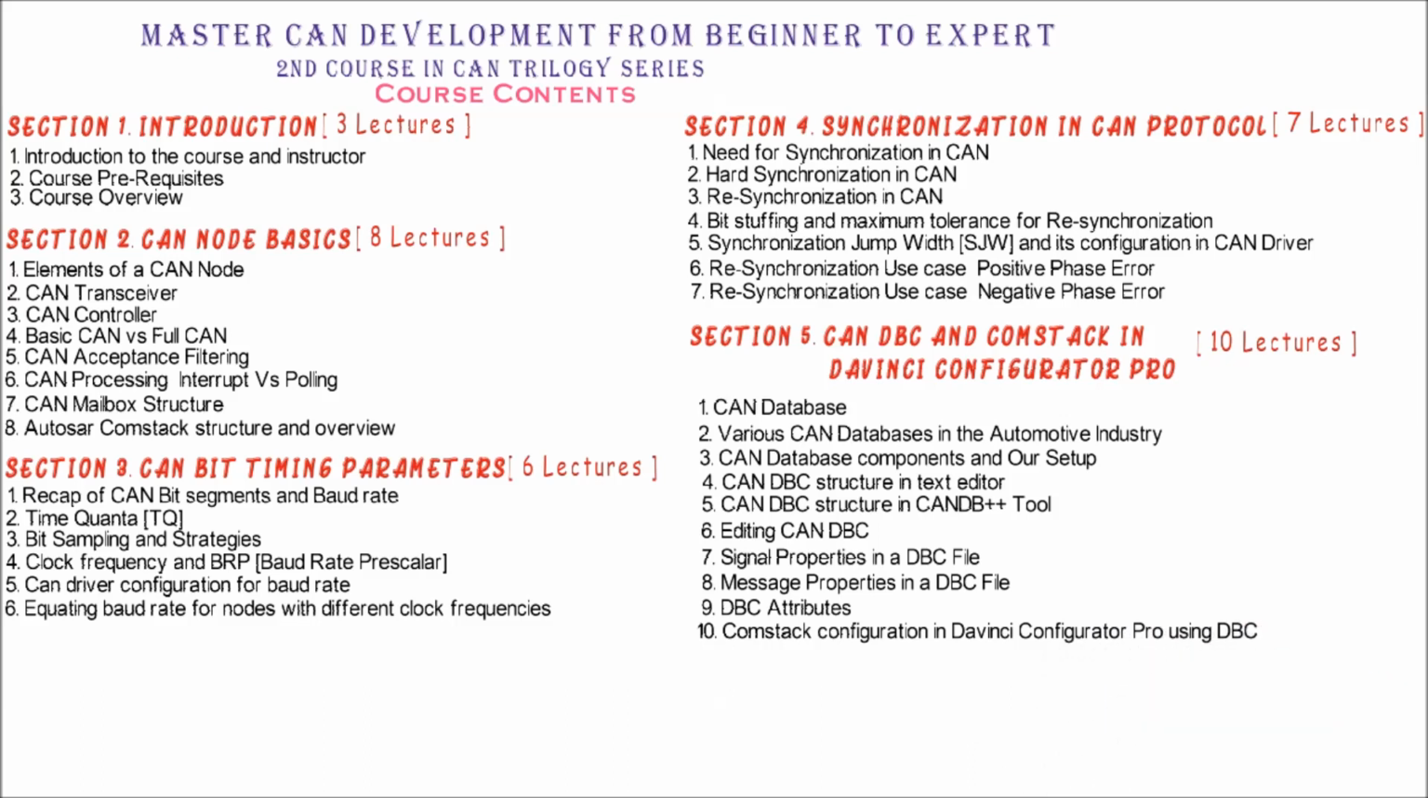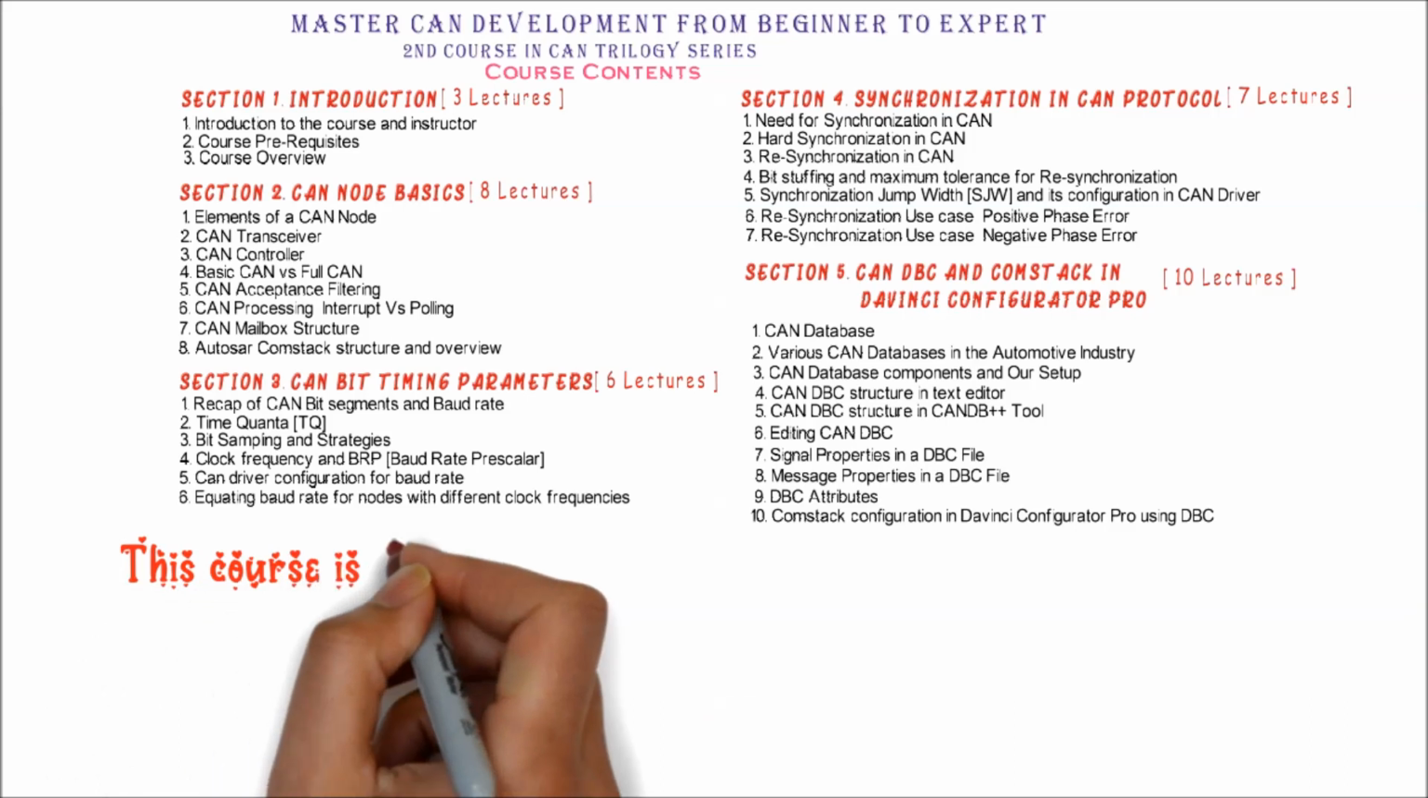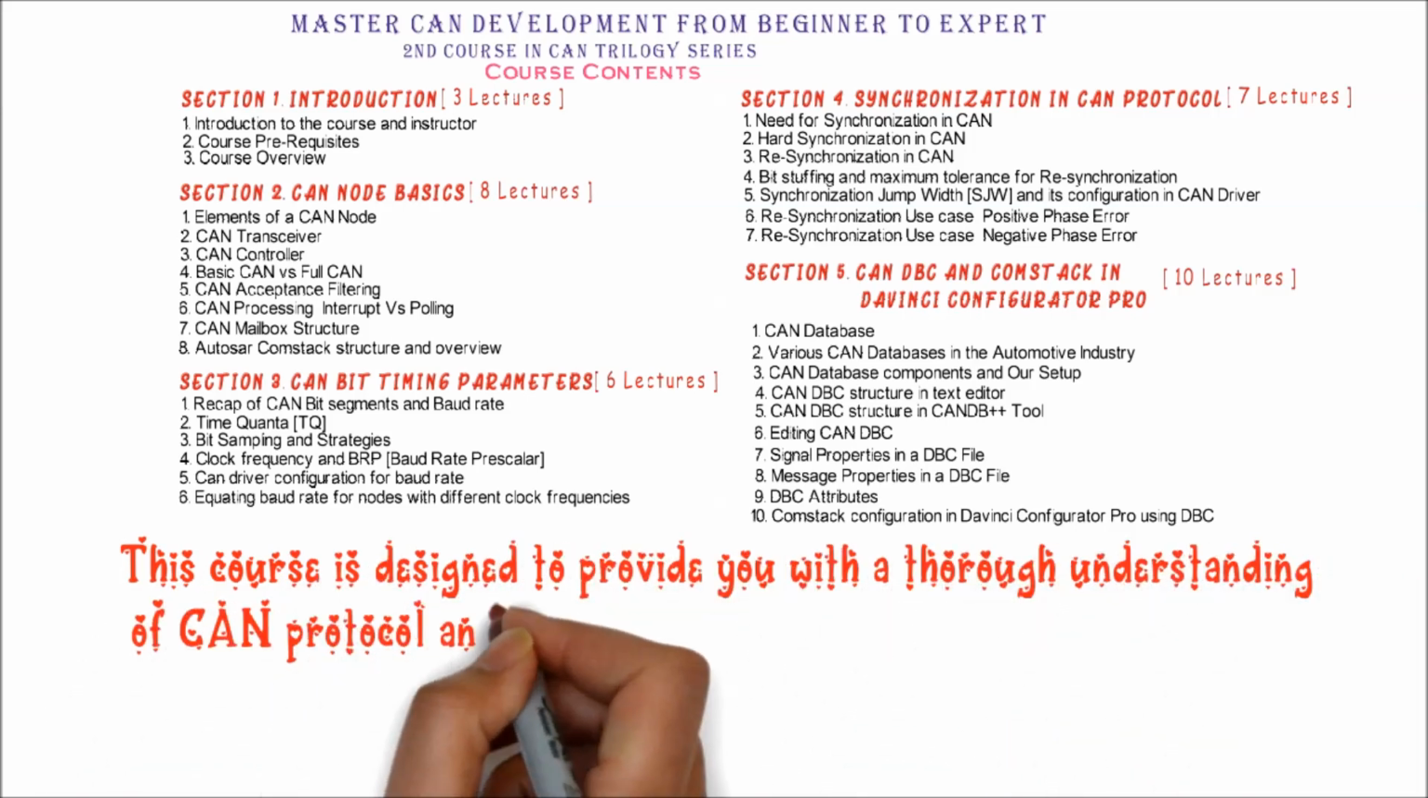This is a practical session on configuring the Comstack using a DBC file in Davinci Configurator Pro. Here you will be able to see the step-by-step demonstration and how you perform the Comstack configuration using DBC. I have also attached the help document which provides step-by-step guidance on how to configure the Comstack using the Davinci Configurator Pro with a DBC file. This course is designed to provide you with a thorough understanding of CAN protocol and its applications.